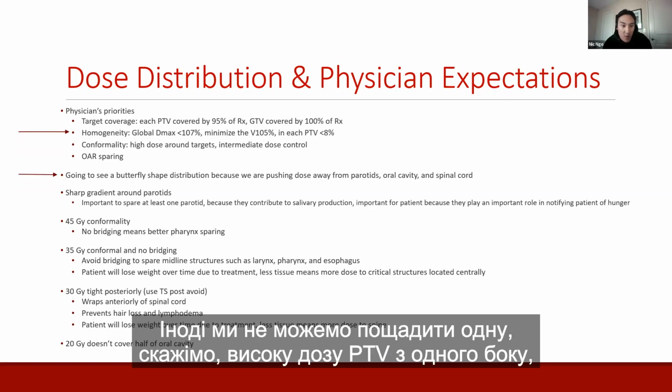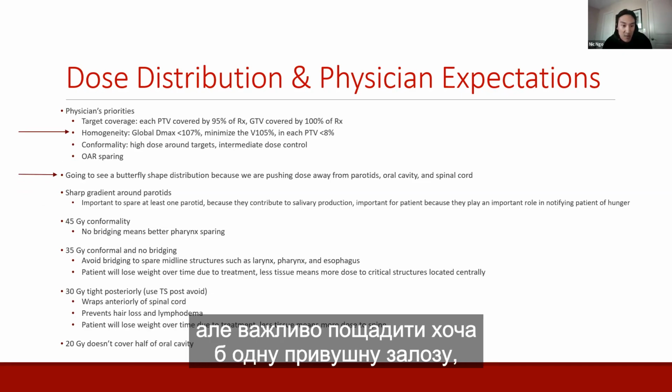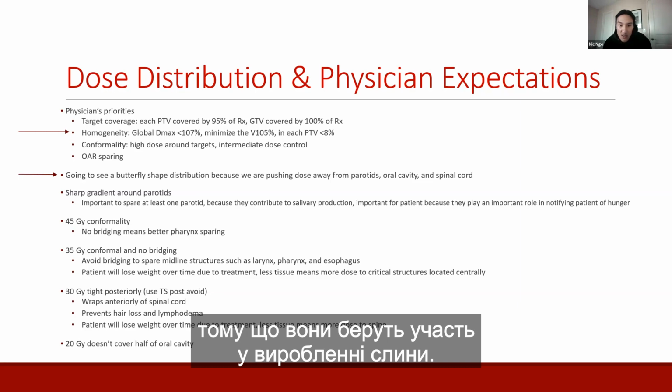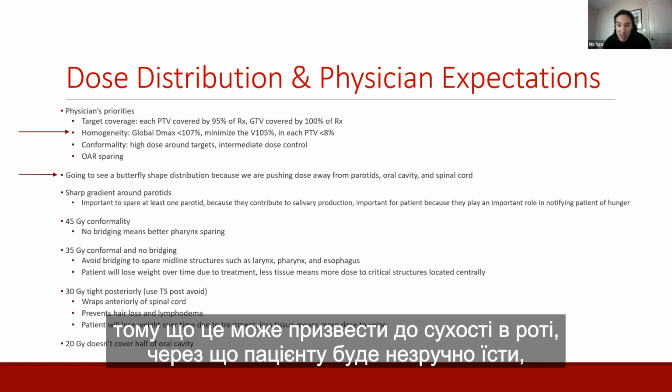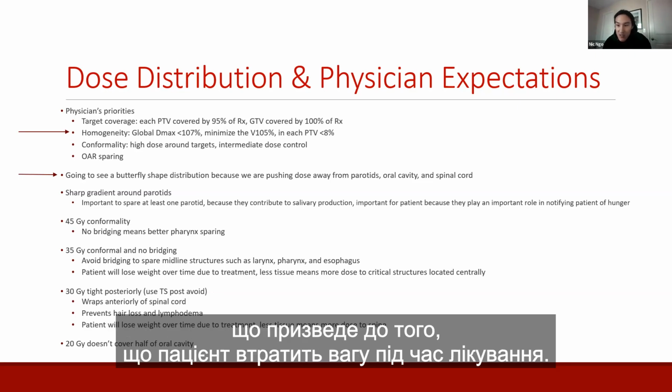Sometimes we won't be able to spare one. Say the PTV high dose is on one side, but it's important to at least spare one parotid because they do contribute to salivary production. As Dr. Gensheimer said, salivary is important because that can lead to dry mouth, which makes it uncomfortable for the patient to eat, which will lead to the patient losing weight over treatment.